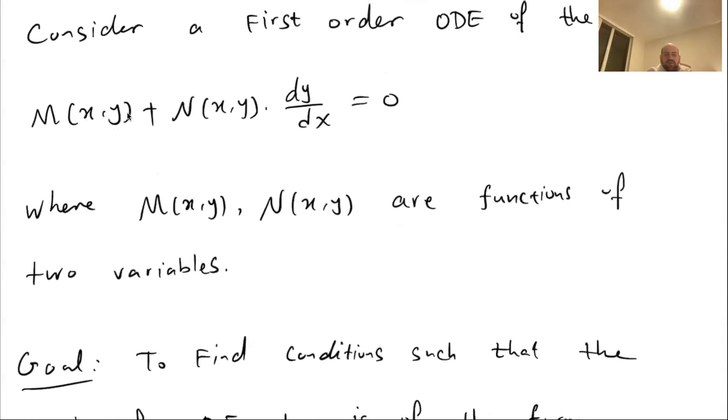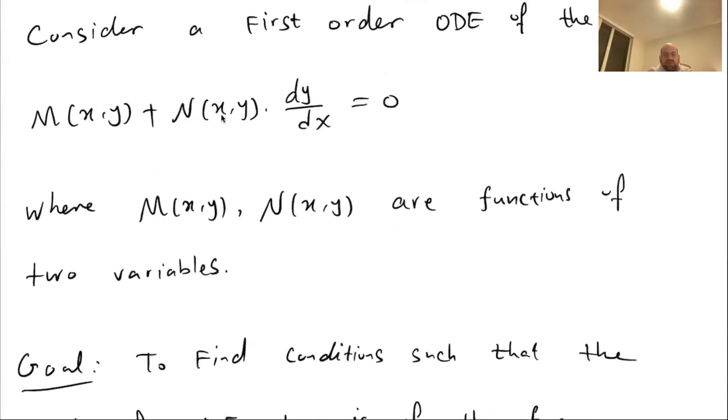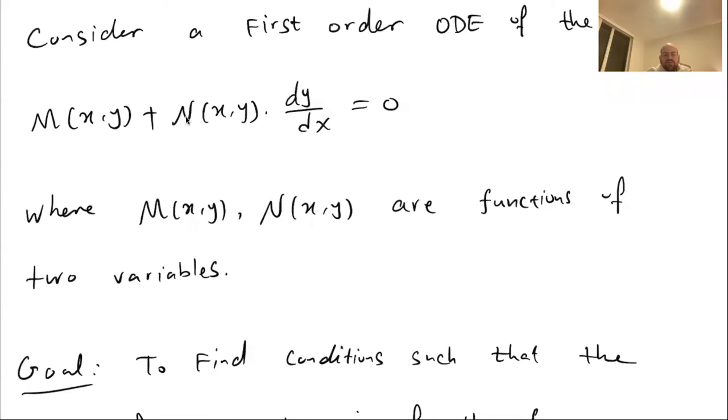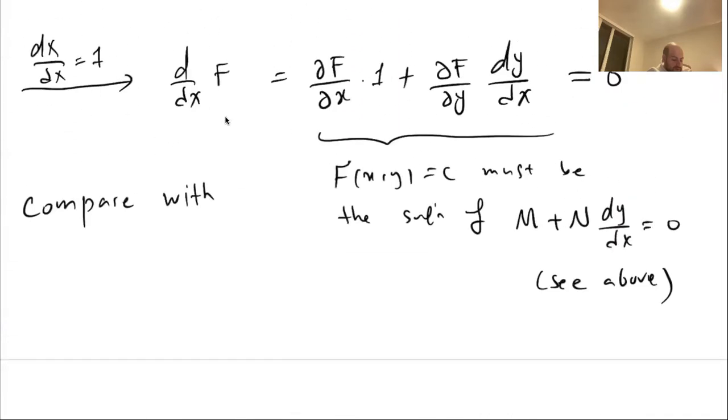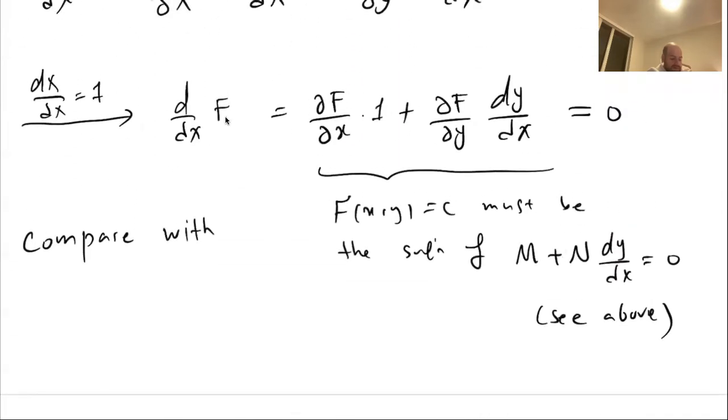So when I say M, I mean M of x and y. And when I say N, I mean N of x and y. Just to be abbreviated, I just use the M and N. So here, if capital F of x and y equals c is the solution of this equation, M plus N dy/dx equals 0, then I can compare this equation with this equation to find my M and N.